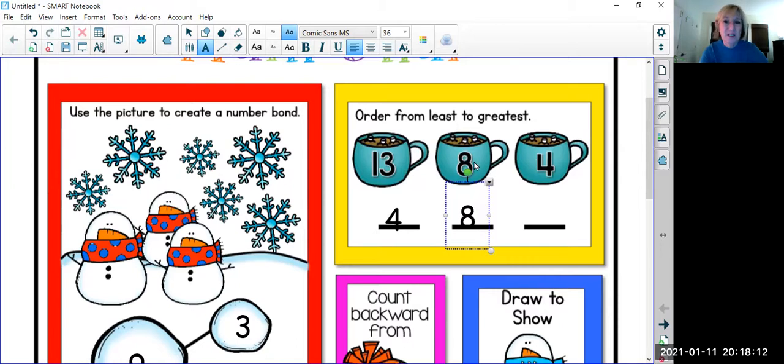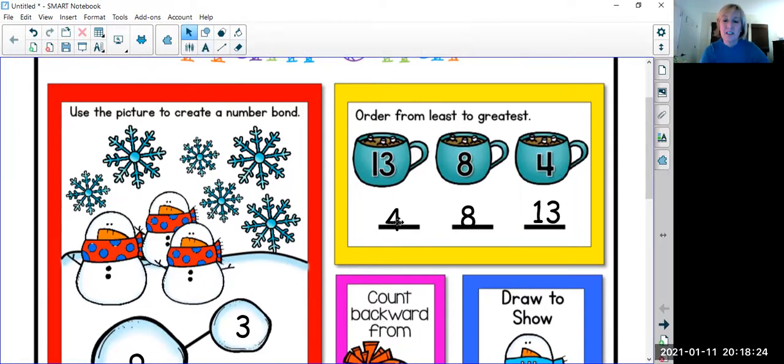And that's why I know it's bigger than 4 and 8. So the greatest number is 13. 13 is greater. So I've got these guys in order. The least, the number that is the smallest, is 4. The next greatest number is 8. And the biggest number or the greatest number is 13.